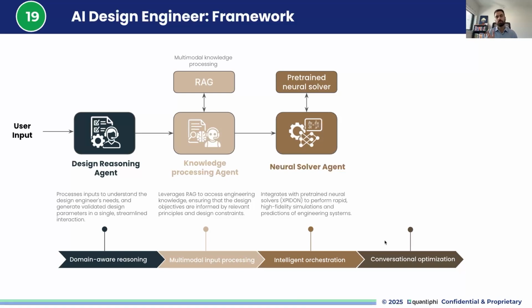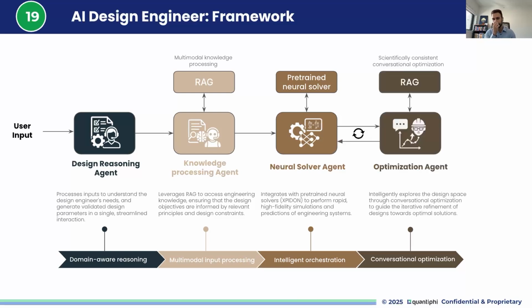Next, we have our neural solver agent. Essentially, these agents have access to multiple neural solvers, pre-trained neural solvers. For example, our XPython or physics-informed neural operator is one of the tools that we have available. And this is essentially our fast real-time simulator. So given any design parameters by the previous agents, we can run those settings using our neural operators very fast and near real time and get the response quickly.